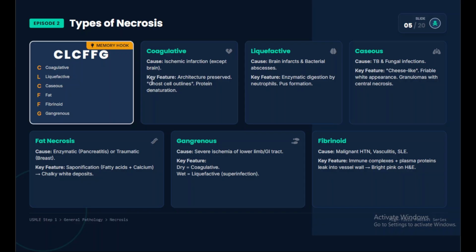Now, if I talk about gangrenous necrosis, gangrene is more of a clinical term rather than a purely microscopic classification.